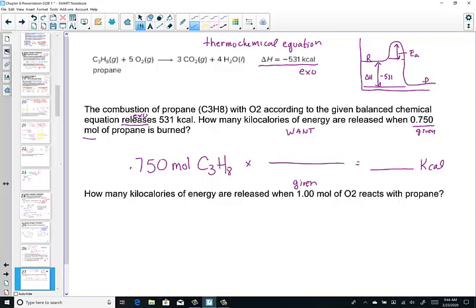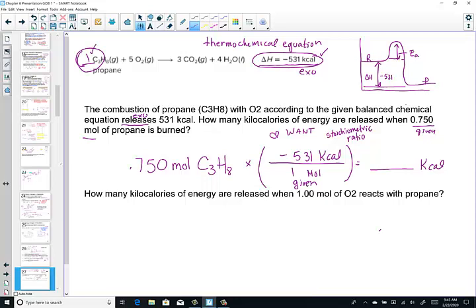Given a mole, calculate a kilocalorie of energy. From your balanced equation, we have negative 531 kcals. See how that's just right here as part of your balanced equation? And the number in front of the propane here is 1. So this is what we would call our stoichiometric ratio. The little heart of our problem is the stoichiometric ratio, our want over given. We want to know kcals. From the balanced equation, it's negative 531. We were given moles of propane. From the balanced equation, its coefficient is 1. So let's go ahead and solve that.